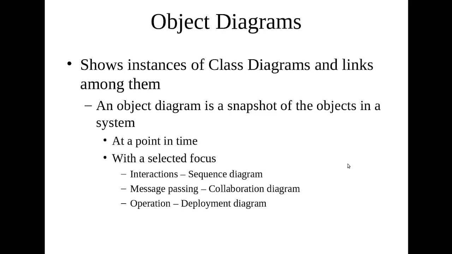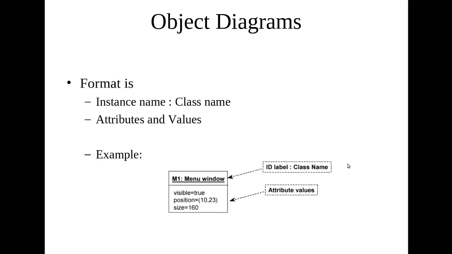We will see these diagrams later on. We know how an object is written. It gives the ID name for the object and the class name and their attributes with the values. We will see some more things in the class diagram later.